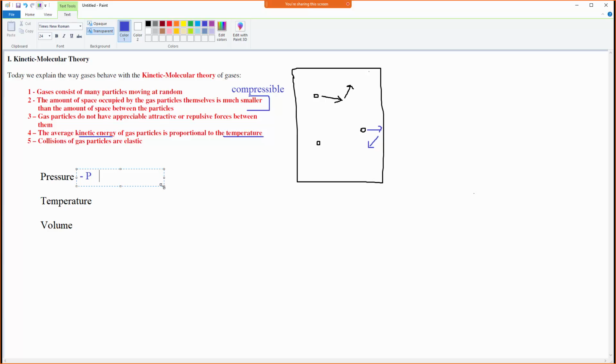And it is essentially the force exerted on an area. Where this comes from in terms of gases is that every time one of these particles collides with a surface, it exerts a force on that surface. Just like if I were to walk up to you in class and poke you with my finger, you would feel that force from my finger poke, right?